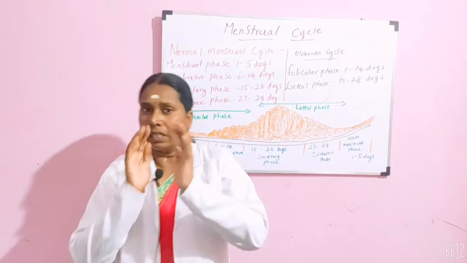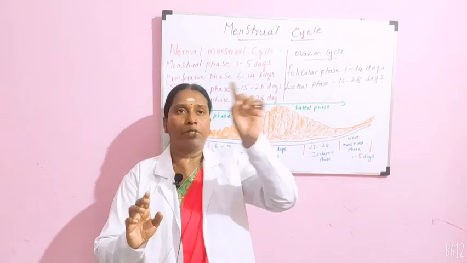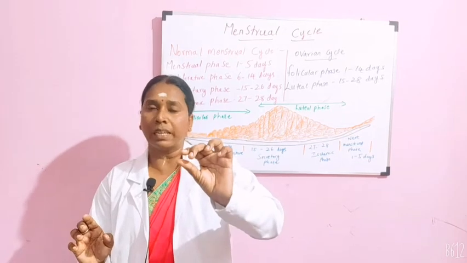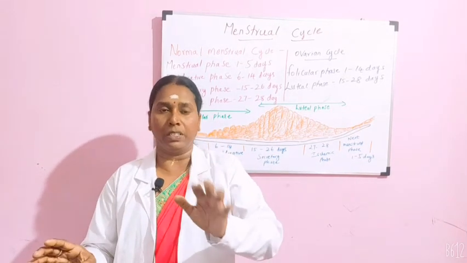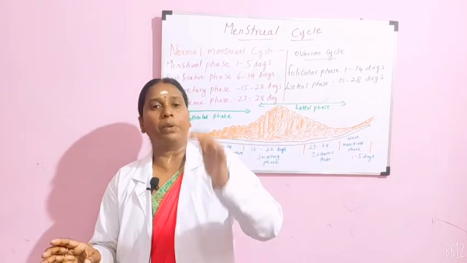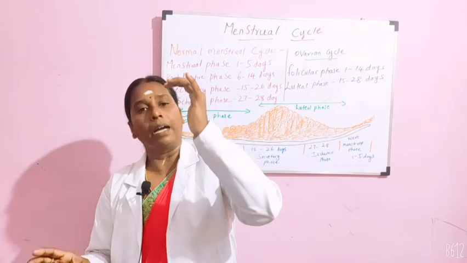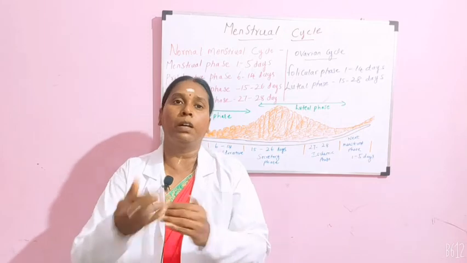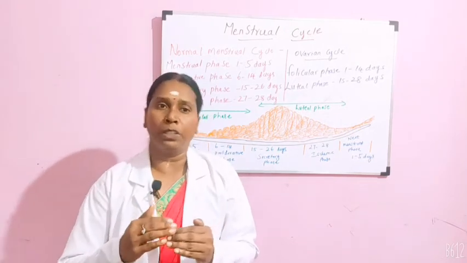So I will just tell you a story. Menstrual phase: increased estrogen, so the cervical mucus is thick, and you have bleeding for 1 to 5 days. Then the proliferative phase, where the estrogen level is high and endometrial thickness is high, favoring the sperm to come in contact with the ovum.